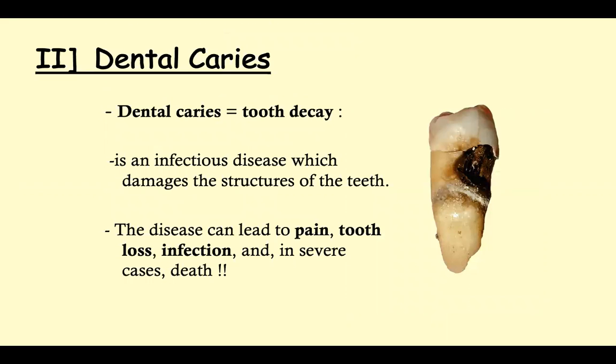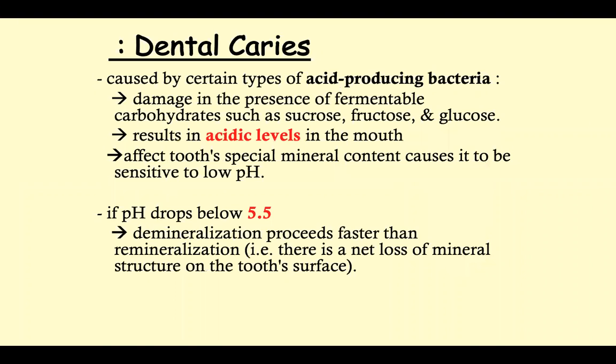Third is dental caries, which is tooth decay. You can see in the picture how caries affected this tooth. It is an infectious disease which damages the structure of the teeth. The disease can lead to pain, tooth loss, infection, and in severe cases, death can also be caused by dental caries. Dental caries is caused by certain types of acid producing bacteria. They act in the presence of fermentable carbohydrates such as sucrose, fructose, and glucose, resulting in an acidic level in the mouth that affects the tooth's mineral contents and makes it sensitive to low pH. If pH drops below 5.5, demineralization proceeds faster than remineralization. There is a net loss of mineral structure on the tooth's surface.